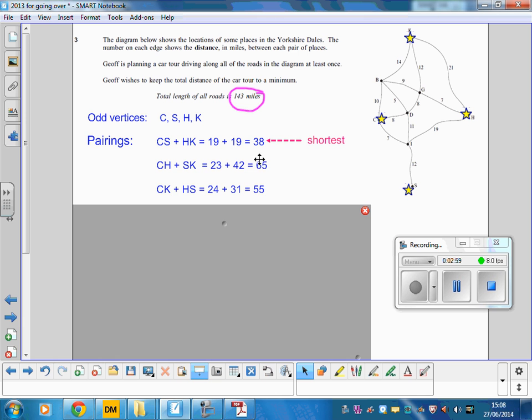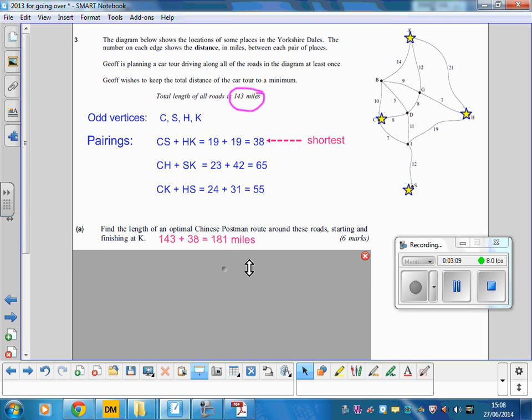Once you've worked out your 3 distances that connect together the paired vertices, then you identify the shortest of those. And for part A of the question, find the length of an optimal Chinese postman route. They always give you the total length for the whole network, so you don't need to work that out yourself. So you just add your 38, the shortest of the 3 pairings, to the distance that they gave you at the top, and you've got your 181 miles for the Chinese postman route.